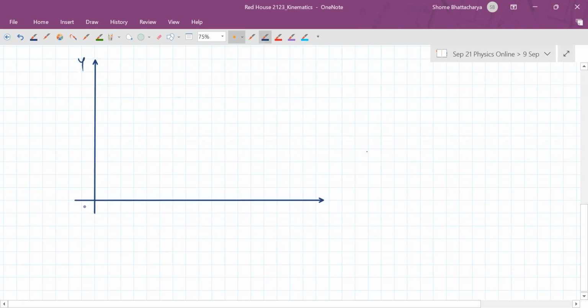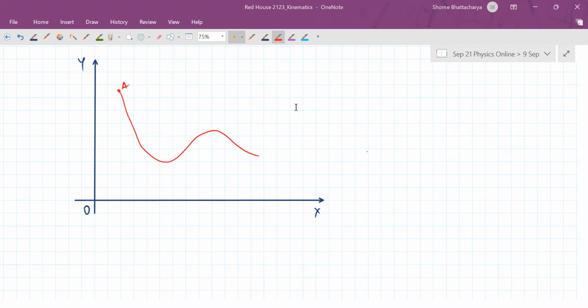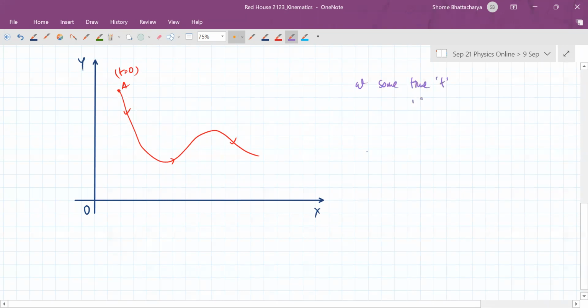So in the XY plane, there is some kind of a graph drawn, which is actually the actual path along which the particle is moving. That path is shown again something like this, and this point is A. It is given that a particle starts from the point A. So let's say at t equal to 0, the particle is at the point A and travels like this along this path. Now at some time t, let's say, it is at some position B.